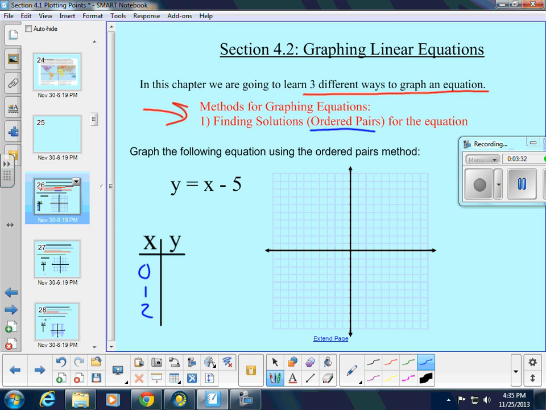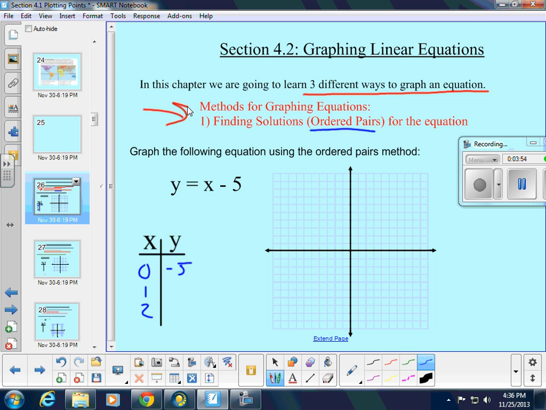So I usually stick around those numbers. So again, what happens here? Well, if x is 0, what would y have to be to make this equation true? Well, 0 minus 5 would be negative 5. So when I put 0 in for x, I get that y has to be negative 5, and that'll make the equation true. So there's a solution to this equation: 0, negative 5.